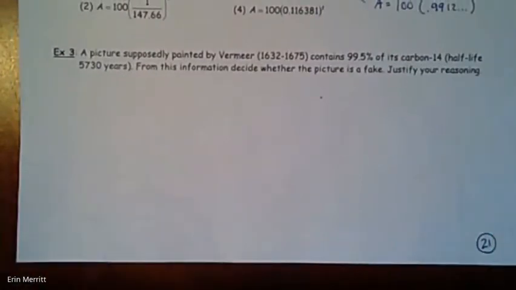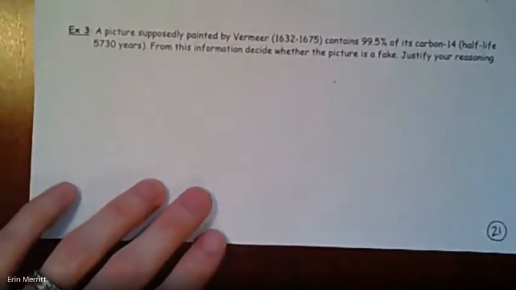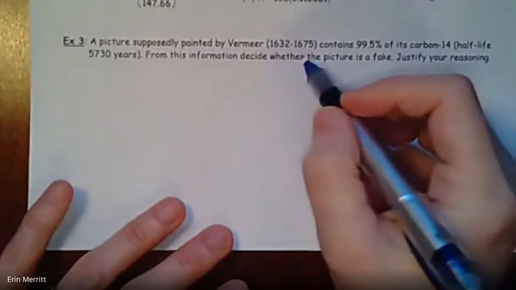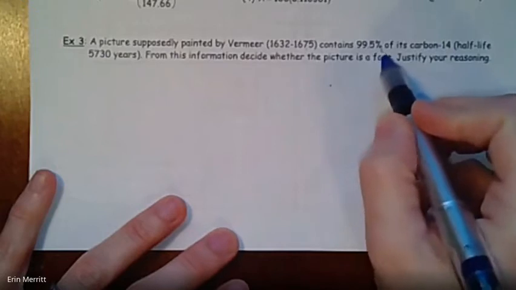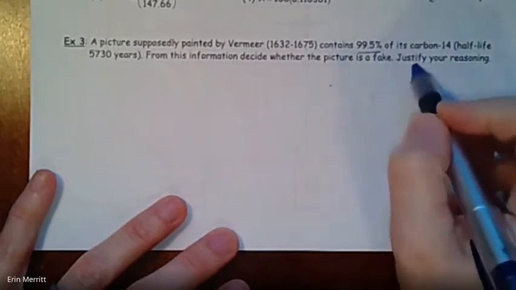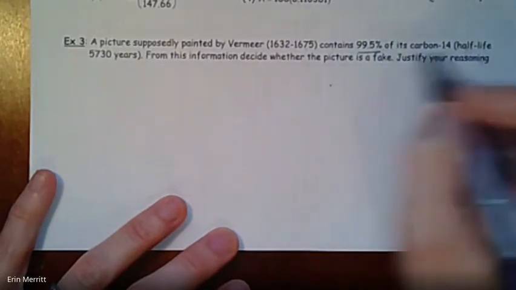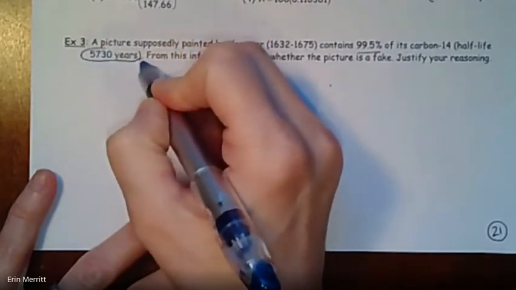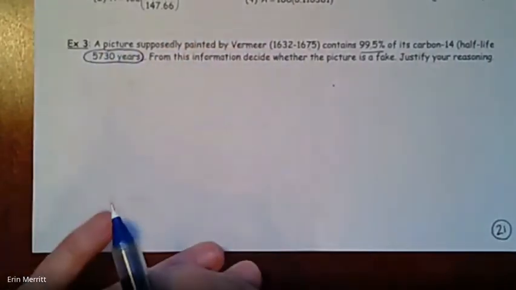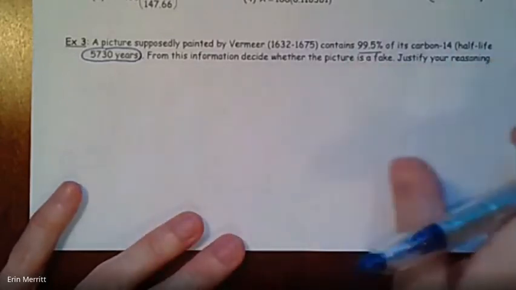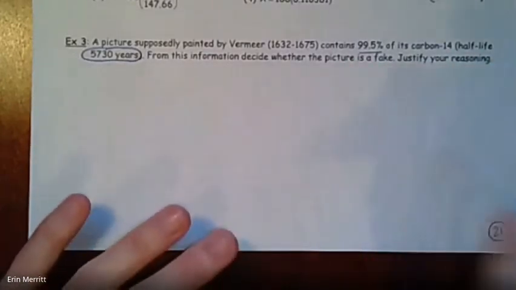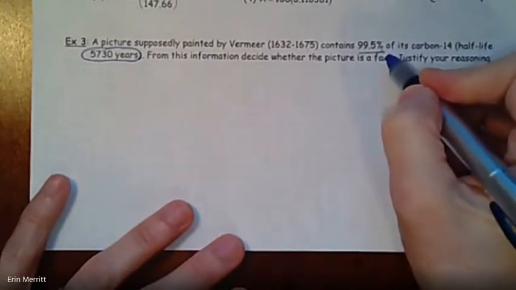This one here says we have a picture supposedly painted by Vermeer, who lived from 1632 to 1675, and it contains 99.5% of the carbon-14, where the half-life is really big, 5,730 years, saying from this info, determine whether the picture is a fake.